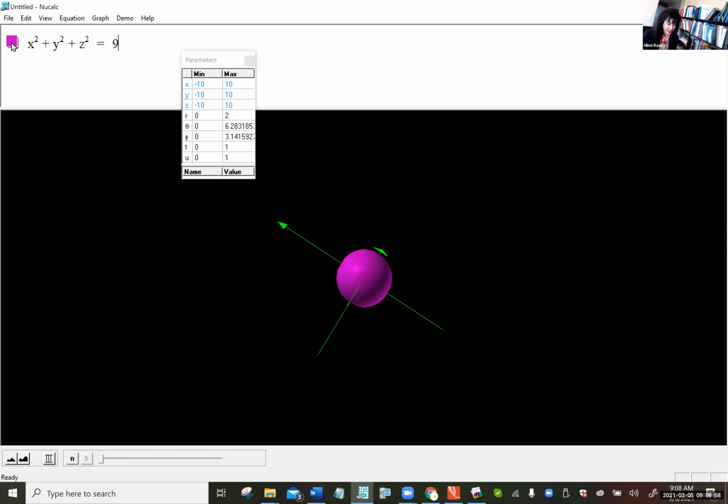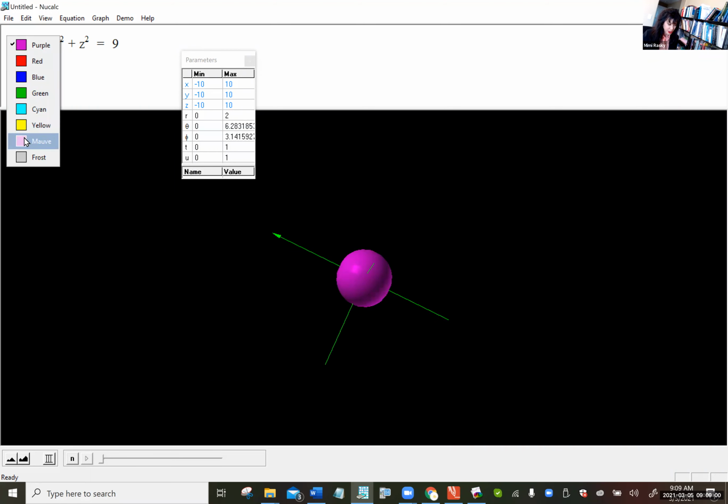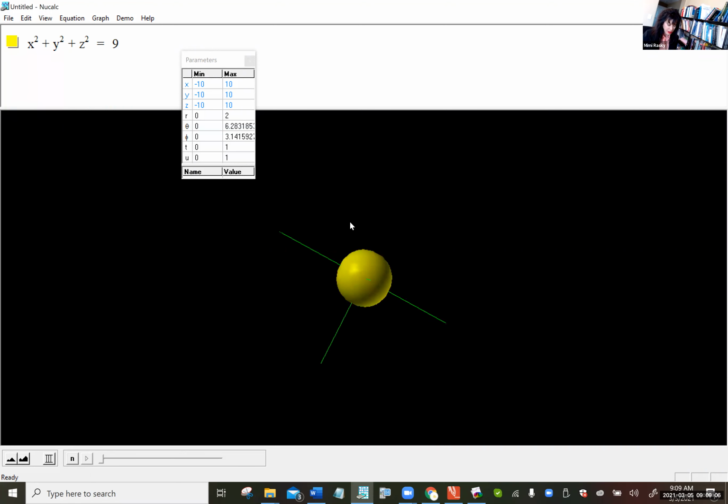And since it's implicit, I don't have all the color choices, but I can change it to solid colors. Ooh, pretty. How about yellow? Nice. Now, what if I change it to an inequality? You won't be able to see it, because less than 9 means only the points strictly inside, so it can't graph those for you. It won't let me do it.